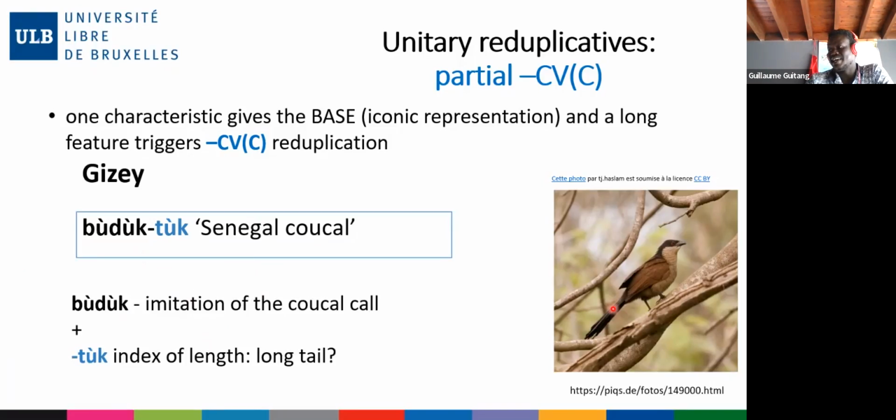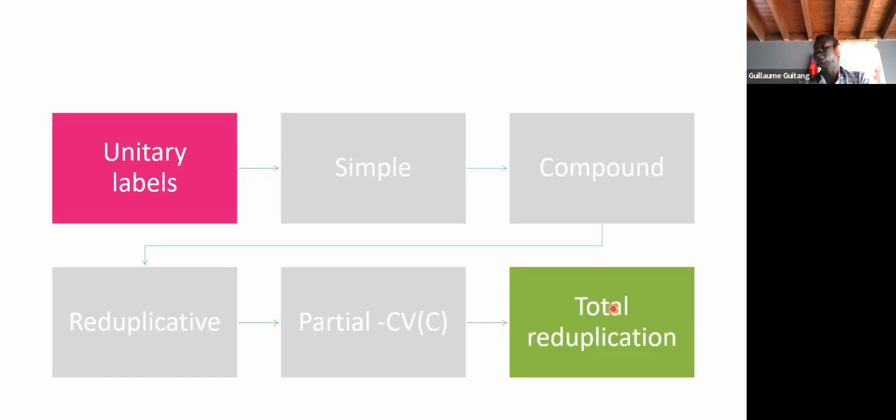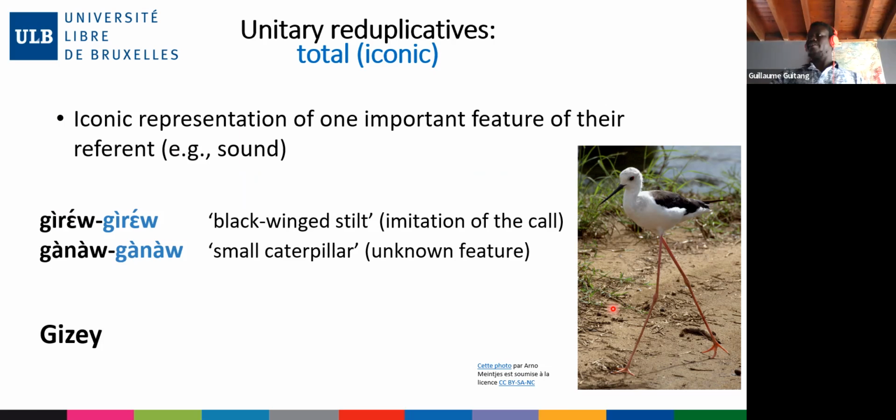Now there is the last category of reduplicatives, the total reduplicative ones. You have total reduplication which is iconic, and you have total reduplication which is not iconic. For the iconic case, you have an iconic representation of some important feature of the plant or the animal. So in the case of animals, it is sometimes easier, because if you take the case of the black-winged stilt, it is actually an imitation of the call of the bird, creu creu creu or gireu gireu gireu, depending on how it is rendered. But in some cases, it is very difficult to get the item that triggers the total reduplication. So if you take this caterpillar, which is not identified, ganao, you can't say exactly what is the feature that triggers the total reduplication.